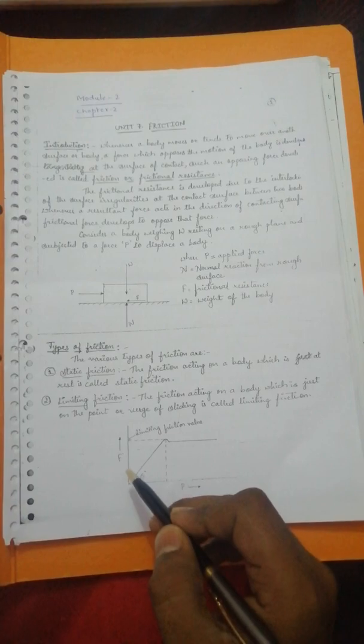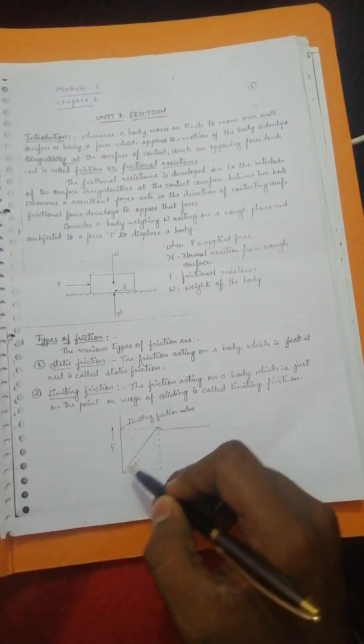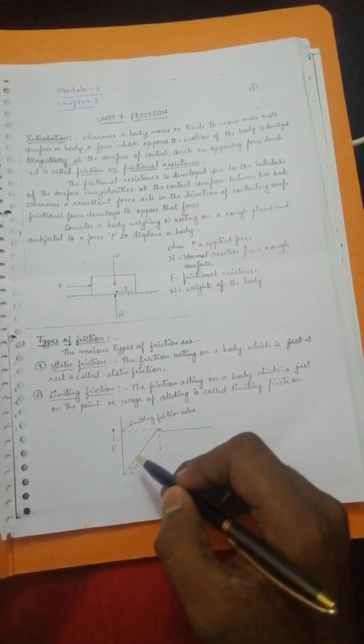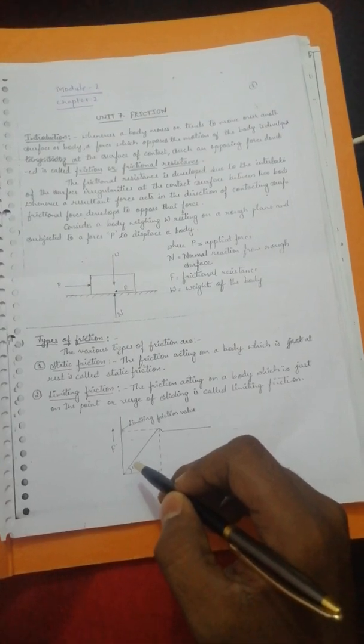Here we can see in this graph, F represents the frictional force on the y-axis, and P represents the applied force in the x direction. When the frictional force is directly proportional to the applied force, we get a straight line at 45 degrees with respect to horizontal and vertical. But at some point it breaks down.